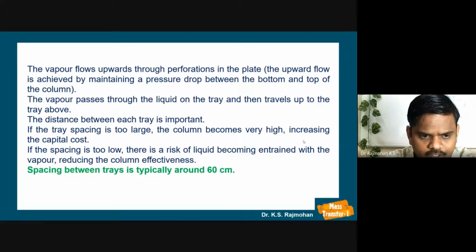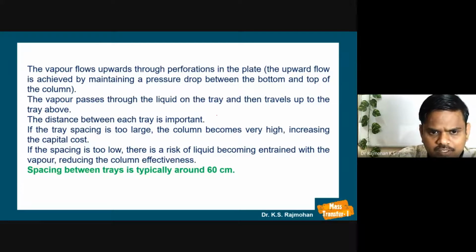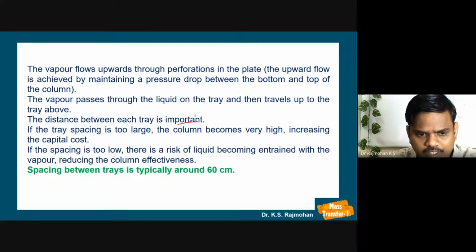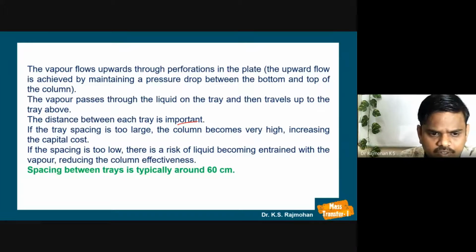So the distance between each tray is important. That determines how much gas can be going through. If the spacing is too low, there is a risk of liquid becoming entrained with the vapor. So there should be sufficient gap between the trays. But it is a trade-off. If the spacing is too high, the column height will be increasing.